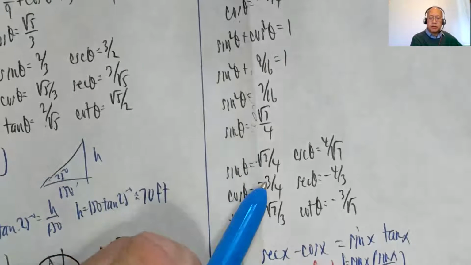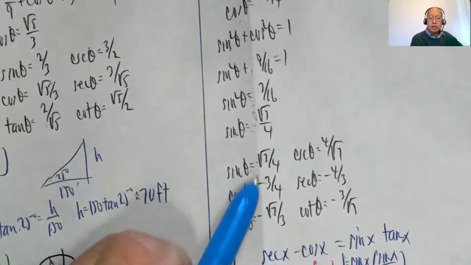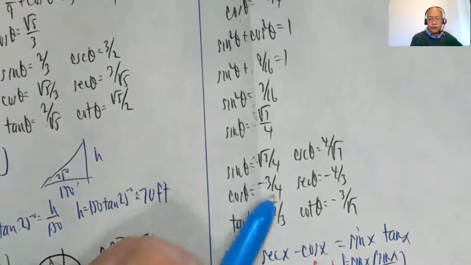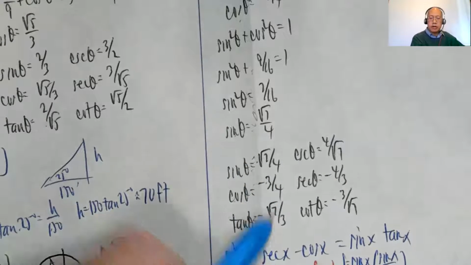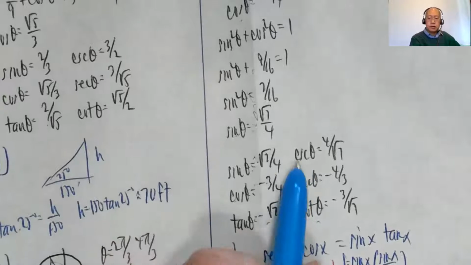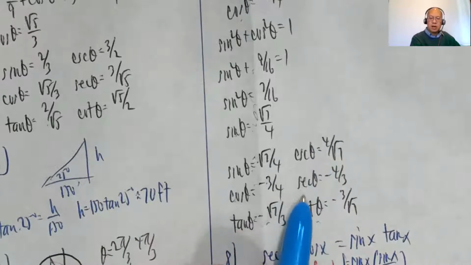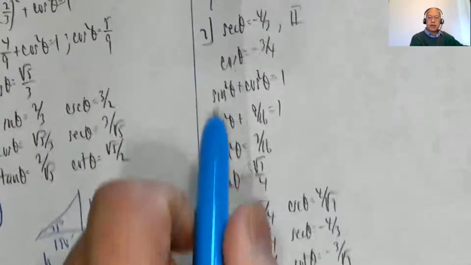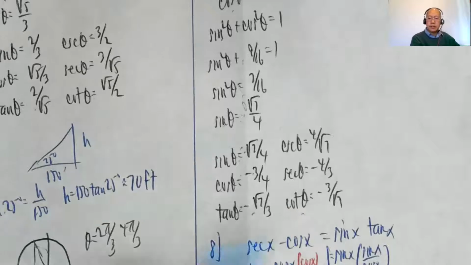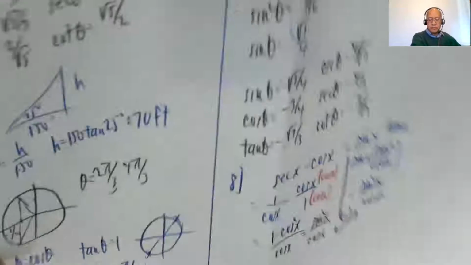Cosine of theta is -3/4. Tangent is the ratio. That divided by that. Cancel the 4's. Negative radical 7 over 3. Flip, flip, flip. So cosecant 4 over radical 7. Secant -4/3. Well, they gave that to us anyway. And cotangent is -3 over radical 7.